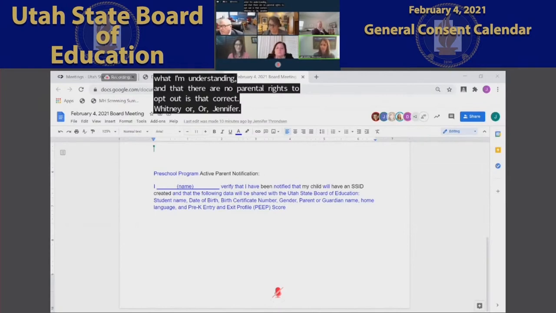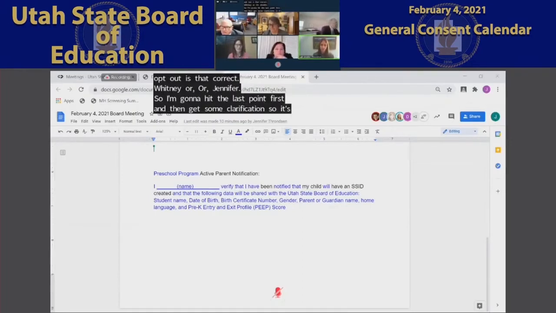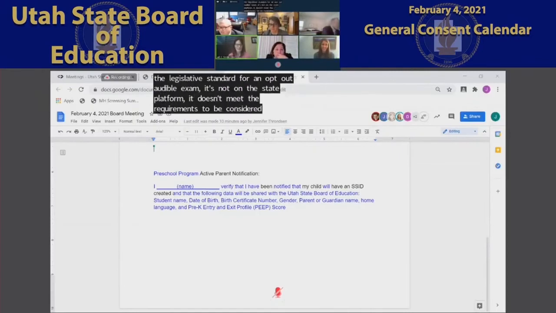Can you give me a little clarification on the first question? Trying to remember what that was exactly. If they have to. So I'm just thinking, is this notification supposed to be just so that the parent knows what will be required?